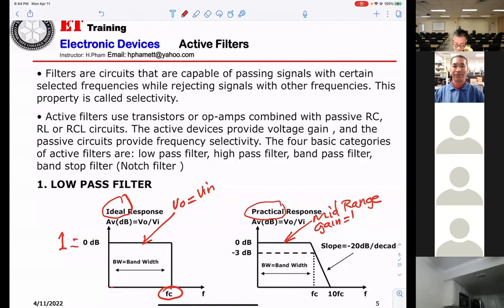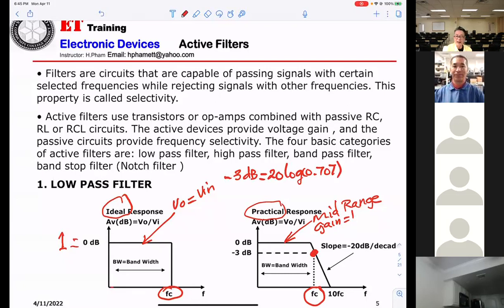Okay, however, at a certain point here, they call it the cut-off frequency. FC means cut-off frequency. The output will be down 3 dB, minus 3 dB, equivalent to 20 log of 0.707. That is minus 3 dB.